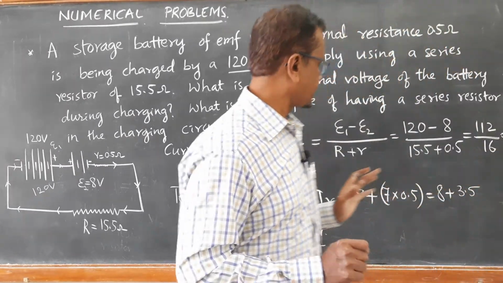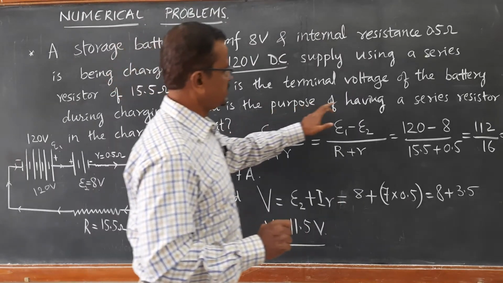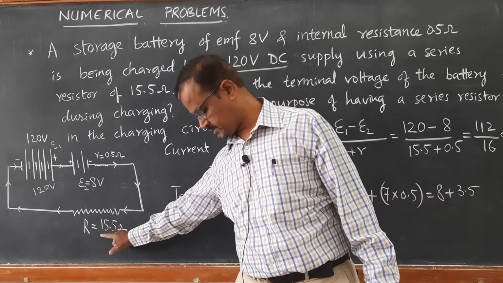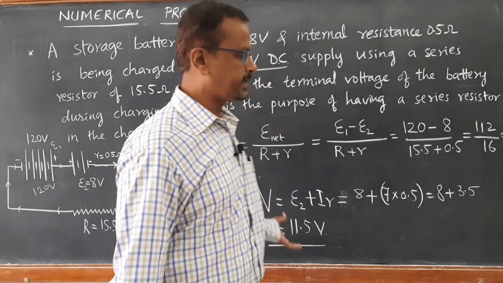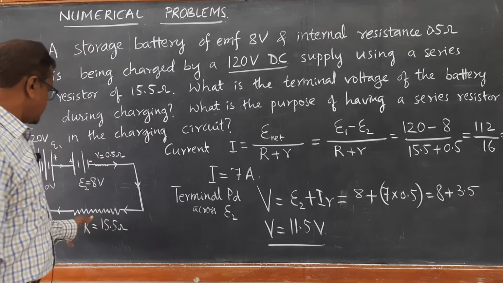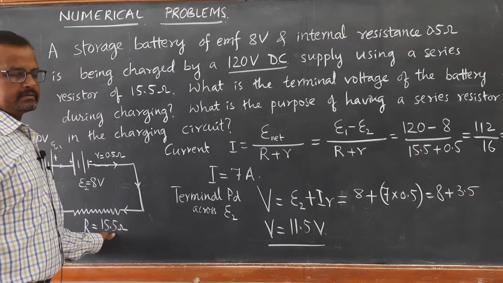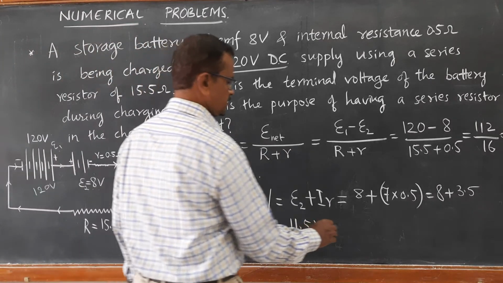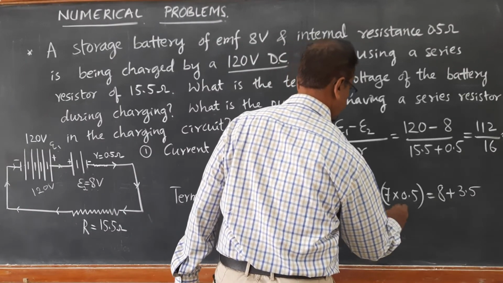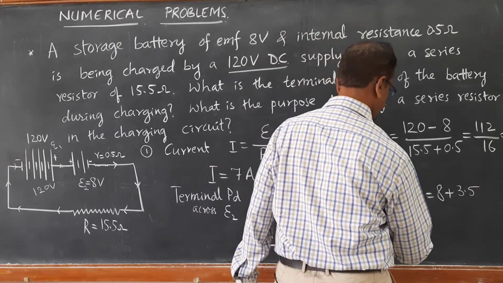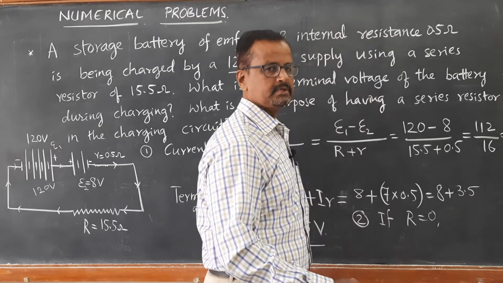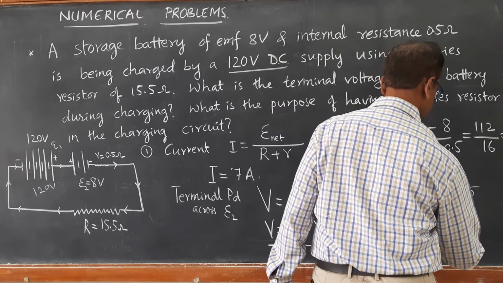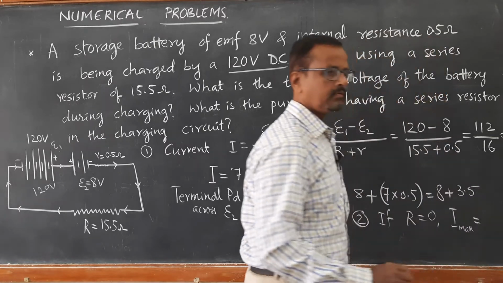Okay. Then the second one, what is the purpose of having a series resistor in the circuit? What is the purpose of having series resistor 15.5 or any other value? If the series resistor is not taken, then what happens? If R is not taken, suppose R is 0, then what happens? The current becomes infinitely high. I becomes dangerously high.